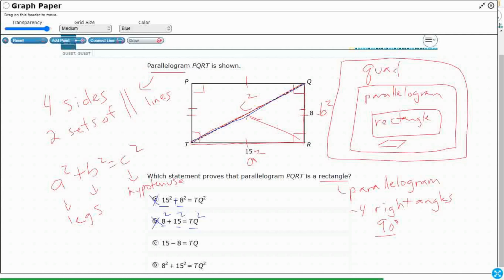15 minus, first off, they're not squared. Secondly, we don't subtract. Okay? We add. There we go. 8 squared, that's a squared, plus b squared, that's 15 squared, equals c squared. That's my TQ squared, my hypotenuse. That's my answer, D.